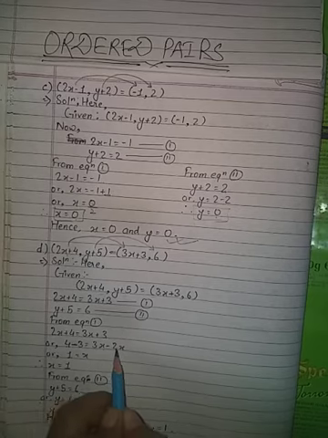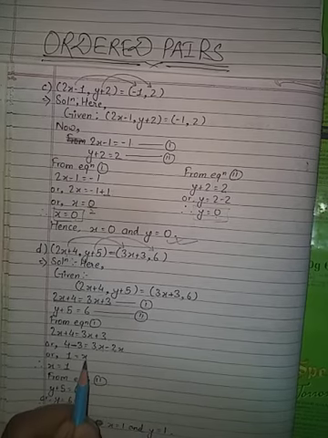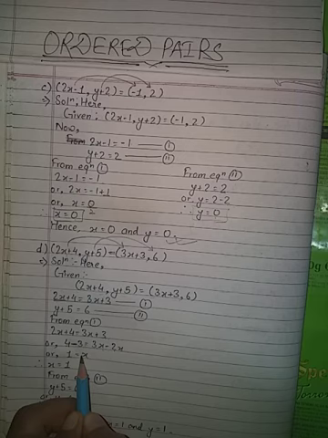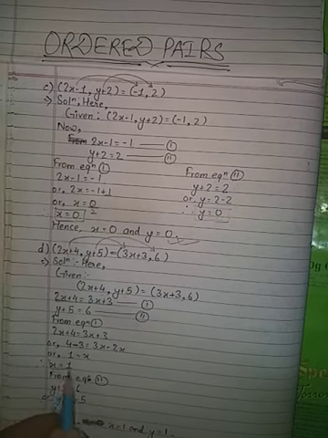So 3x minus 2x, 3 apples minus 2 apples means only 1 apple. We don't write that 1. Alright, so x equals 1. So this is the value of x.